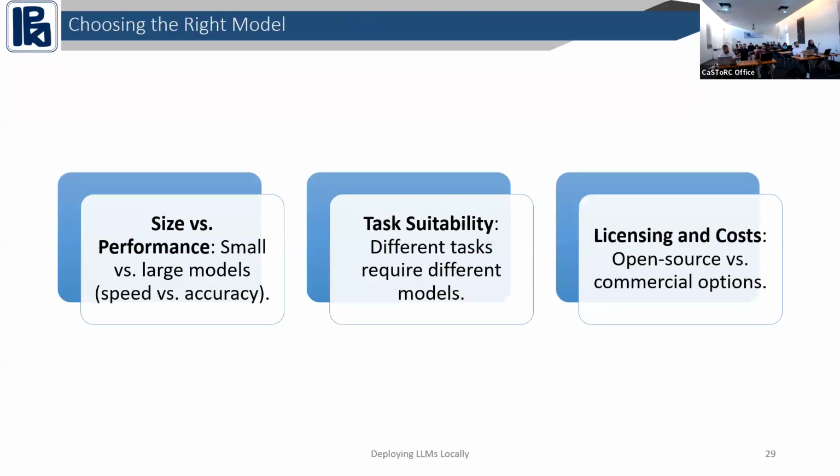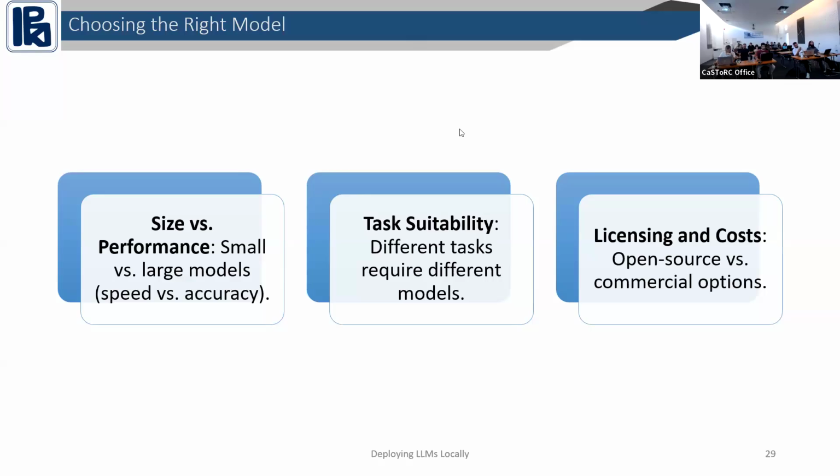Now, how you can choose the right model, that's a compromise. That's a trade-off between size and performance. Usually, if you have small models, you have faster inference. And if you have larger models, you have better accuracy. So you need to find the sweet spot between those two.